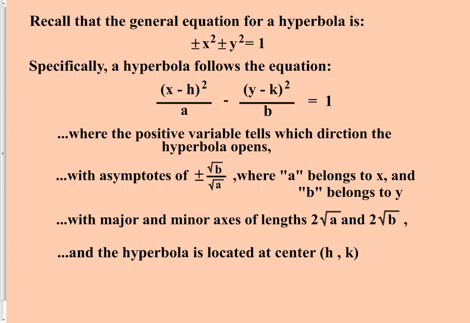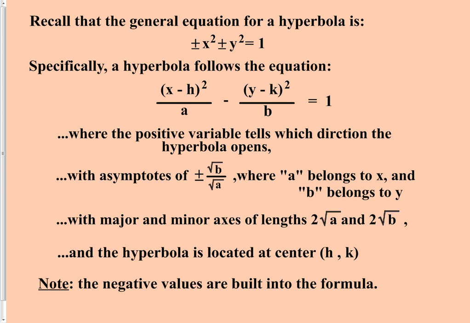That is the same as it has been through the entire discussion of conic sections. And another thing that has been similar throughout the entire discussion is that the negative values are built into the formula. Now, what you're getting ready to see is that there is a lot of information to consider as far as the graph of a hyperbola is concerned.